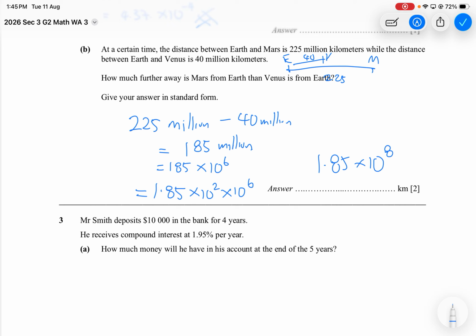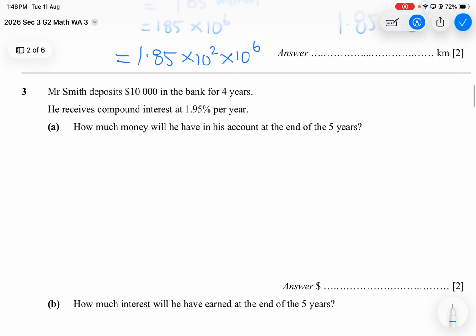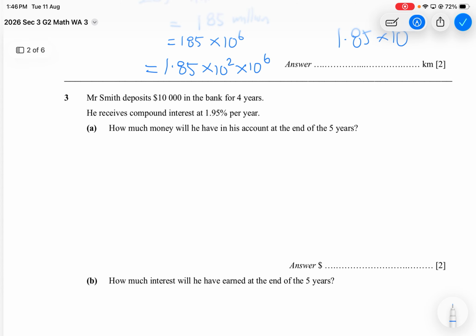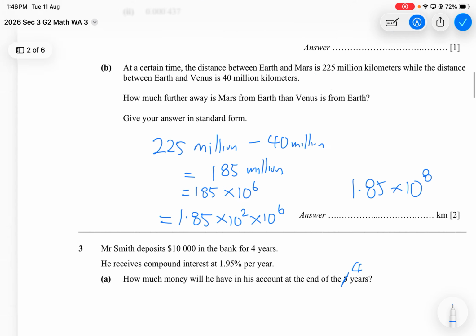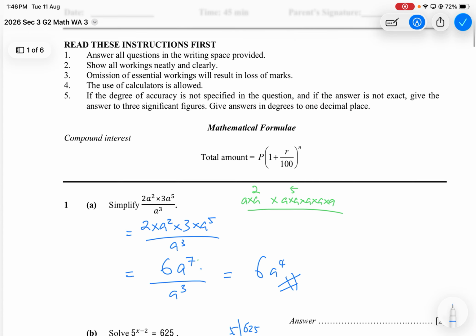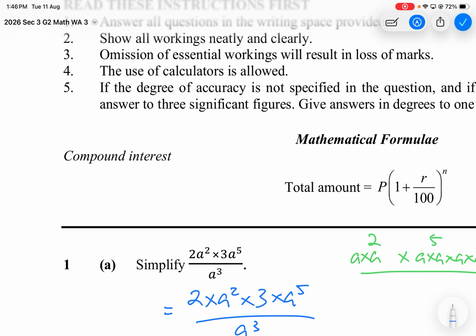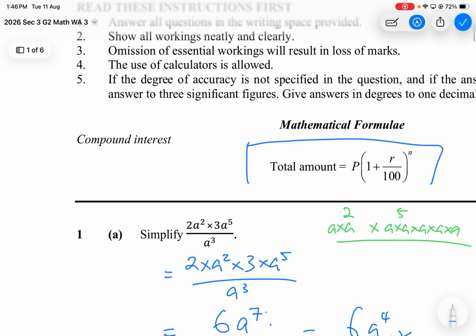It was never that hard. Okay? Okay, number 3, very simple. 5 years, right? So you have to change to 5. Your paper is 5 or 4? 4. 4 years. They already tell you compound interest. Then compound interest, you must go to your first page. Compound interest, formula is here already. You just need to identify what is P, what is R, what is N.